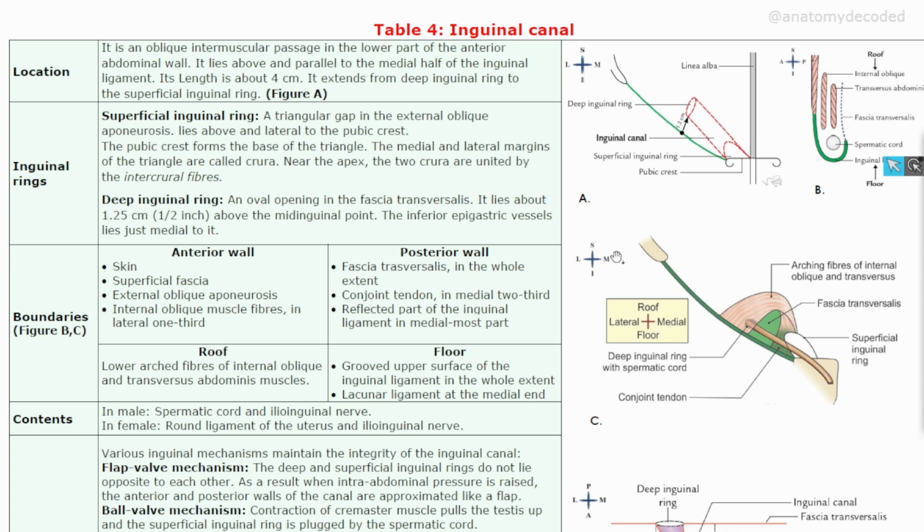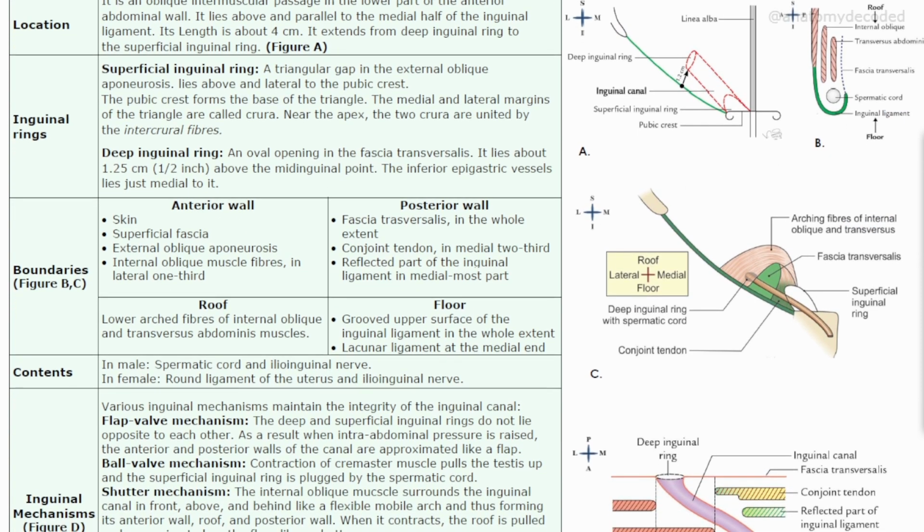Then there are multiple boundaries of the inguinal canal. Let's see them. The boundaries are anterior wall, posterior wall, roof, and floor. The anterior wall includes the skin, superficial fascia, the external oblique aponeurosis in its whole extent, as well as internal oblique muscle fibers in the lateral one third.